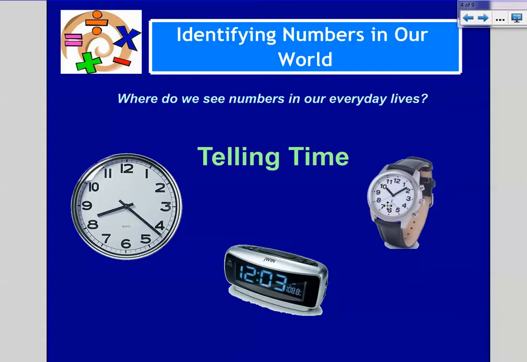All of these clocks have numbers on them, and these numbers let us know what time of day it is. If we didn't have numbers on these clocks, we would have no idea what time of day it was. That means you'd have no idea when to get up in the morning, when to go to bed, and when to come to school.